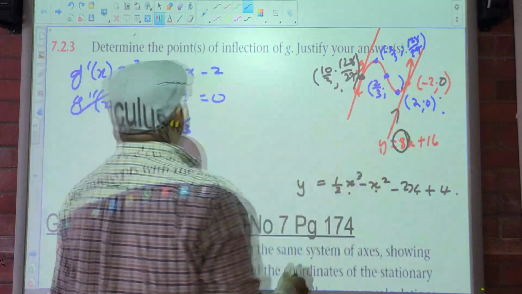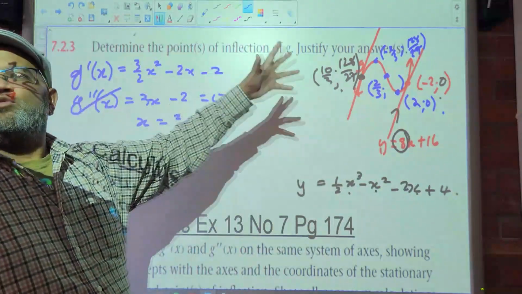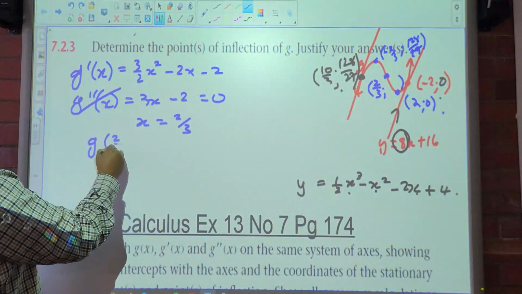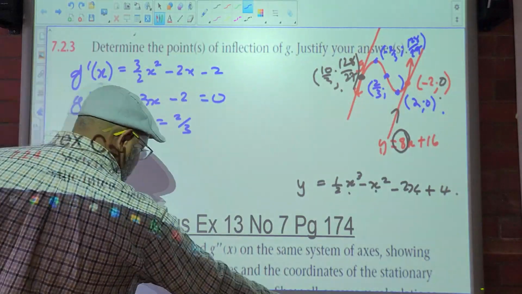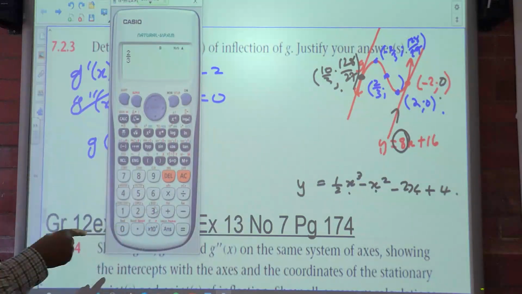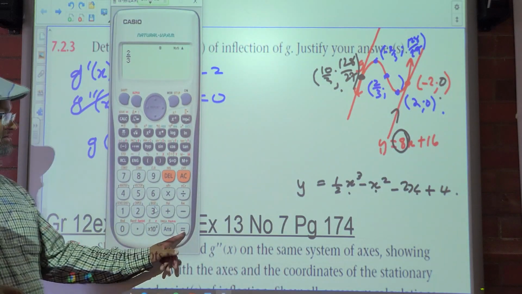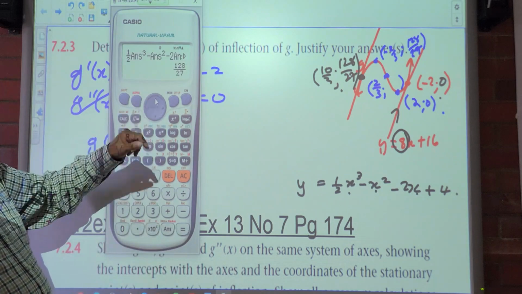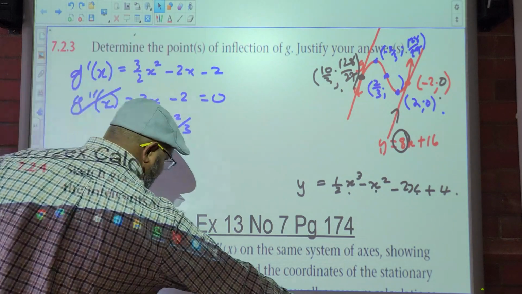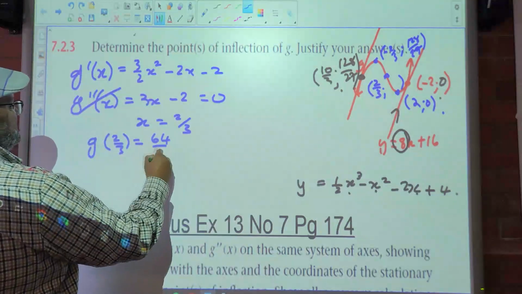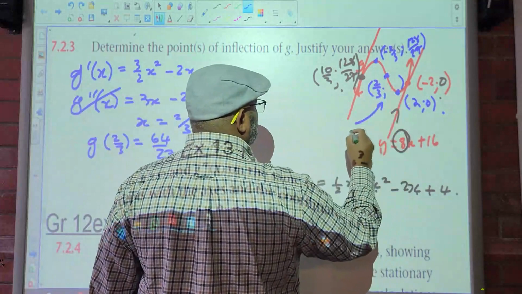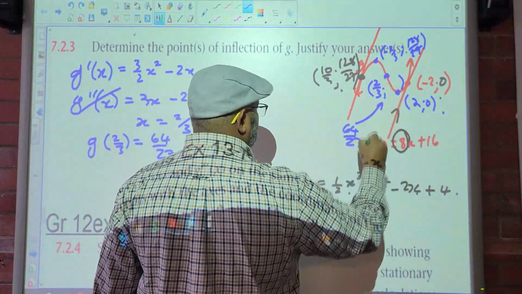And the y value. Because I wanted the point, I must work out the y value anyway. So g of 2/3 goes into the original function. So I just put 2 over 3. You see the benefit of me just pressing answer? Because how many times would I have entered it into this calculator? So 64 over 27. That's 64 over 27.